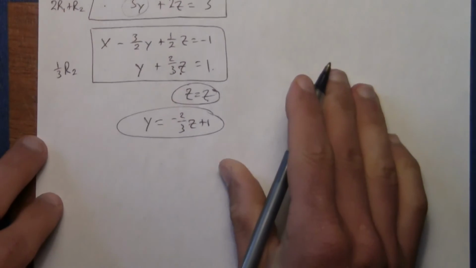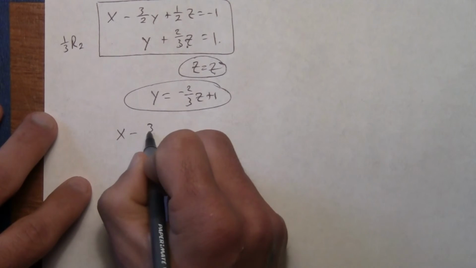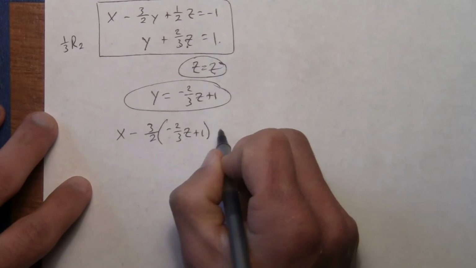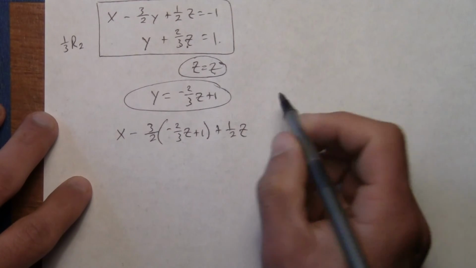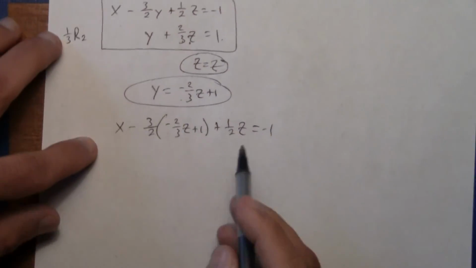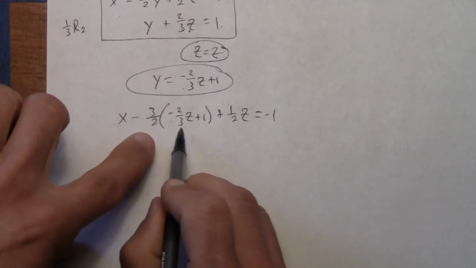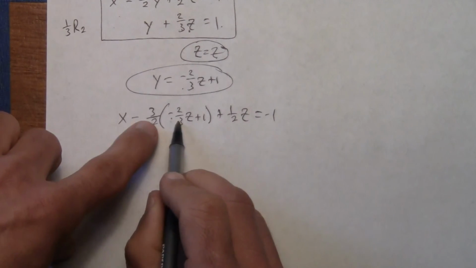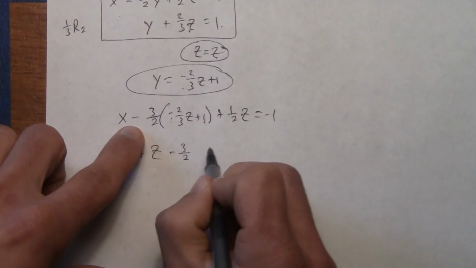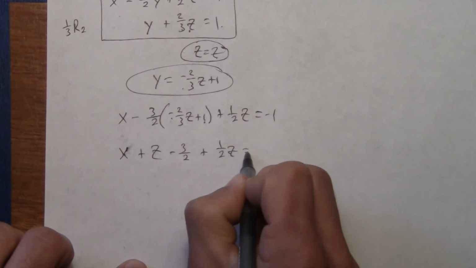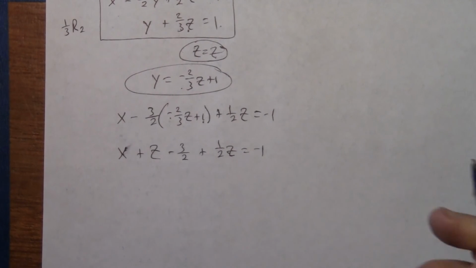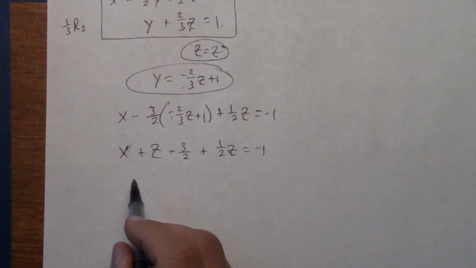There's the y answer. And now to find x, I have x minus 3 over 2 times y, which is -2/3 z plus 1, plus 1/2 z, which is z, is equal to -1. So plugging these two things back into that top equation, and now simplifying, I have x double negative, so it's positive. That would actually give me 1, so it's plus 1z. Distribute here, I get -3 over 2 plus 1/2 z is equal to -1. I hope that you can work with these fractions, especially since they're easier. If you can't, multiply everything by 2, and you don't have to worry with the fractions.